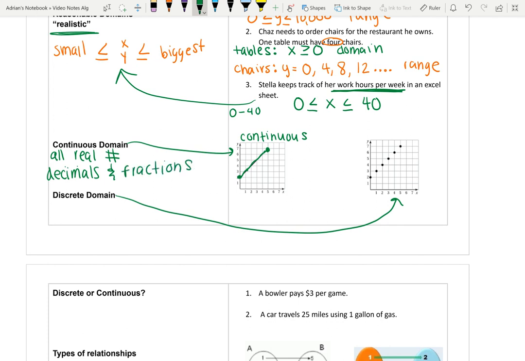And then discrete is kind of the opposite. There's only going to be specific data points that it's going to fall on. So if we're looking at the other graph over here, it's only these dots that are on the graph. There's nothing in between. There's no line going through them. There's not a point at 2.1 and 2.2. There's only going to be a point right here at 2, 4. So it has to be specific data points.